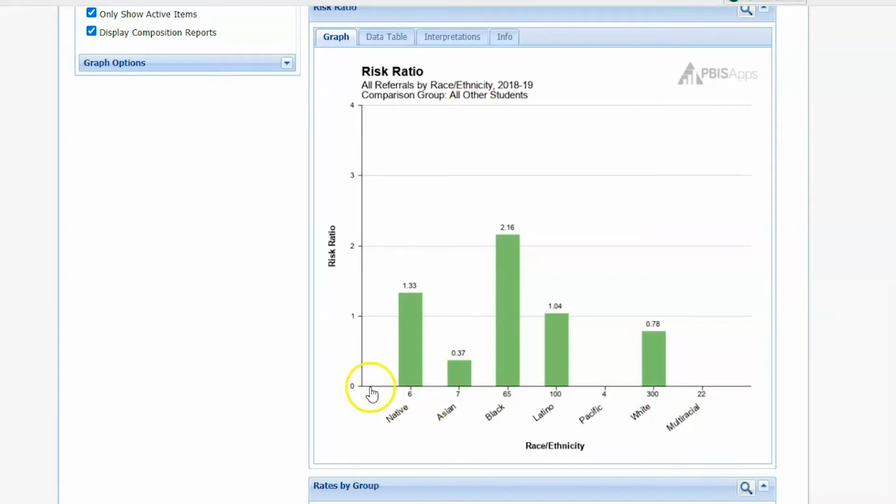For more information about how to change the comparison group for your school's equity report, check out the SWIS Equity Report Orientation video, which is a tutorial overview of the equity report's settings and report options.